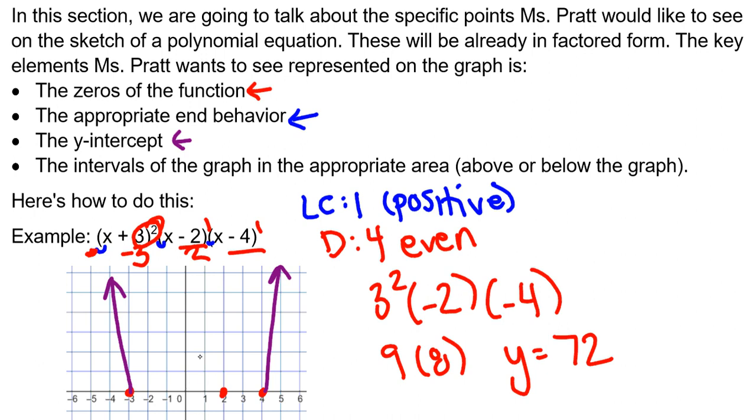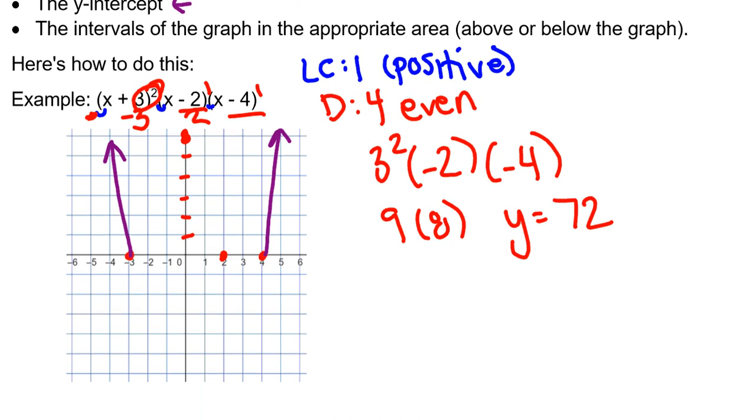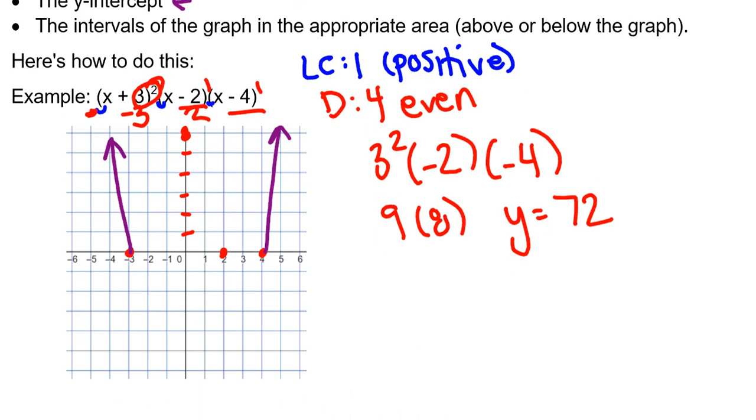And again, I don't really care about the scale of your graph. If you want to make this go by, I don't know, 12s, 1, 2, 3, 4, 5, 6. So 72 would be way up there. And the only other thing I care about is that the intervals of the graph are in the appropriate area. So keep in mind, your graph can only cross the x-axis at these red dots. Your graph can't cross at any other point, otherwise they'd be zeros. And we don't have any other zeros of this function.